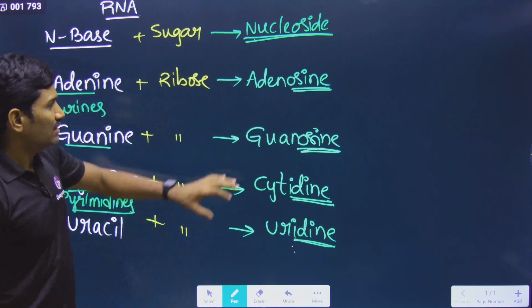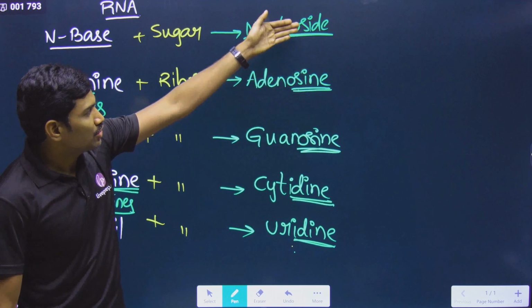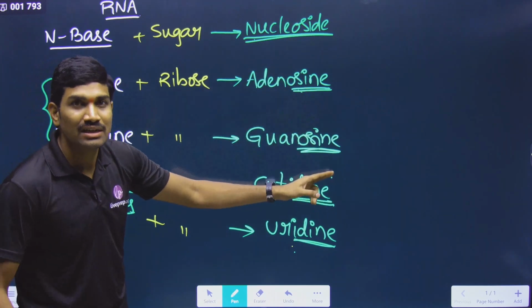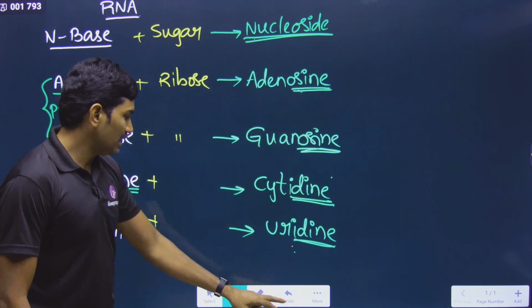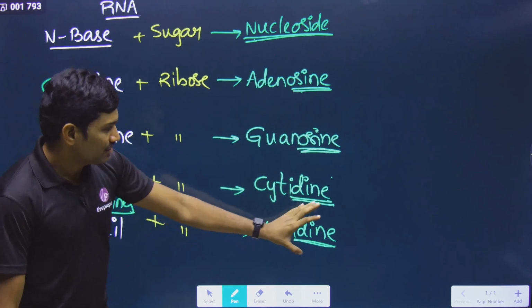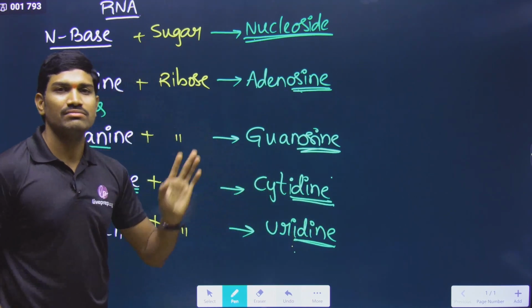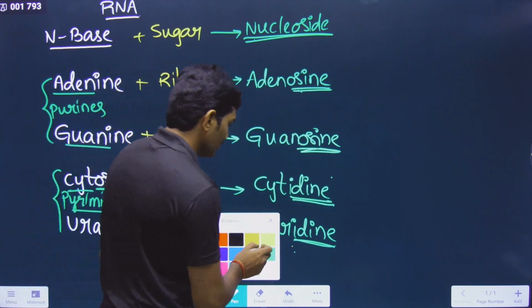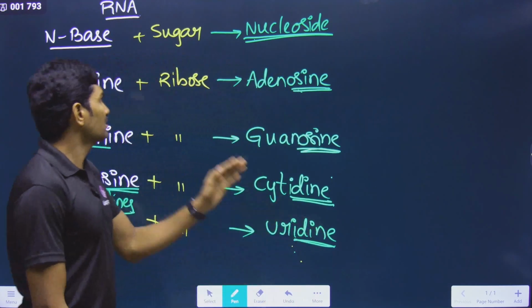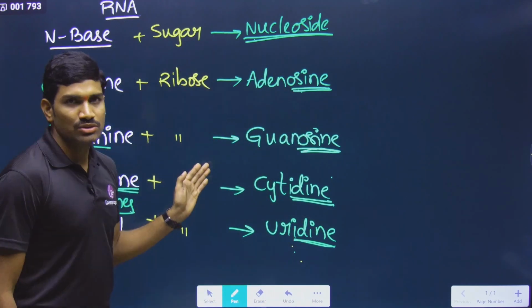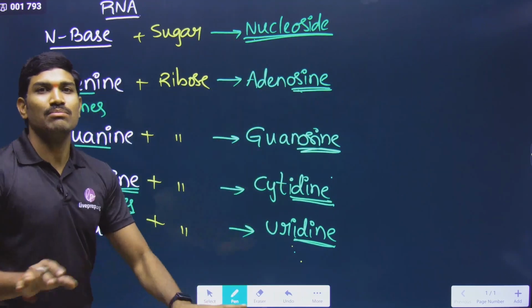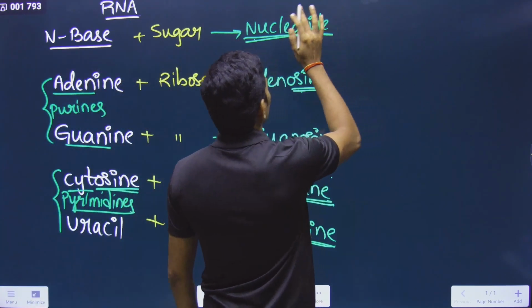So in this way, with respect to purines, nucleosides will have osine at the end. That's why the names are adenosine and guanosine. With respect to pyrimidines, idine will come at the end. That's why it is cytidine and uridine. That's it. With this, nitrogenous bases plus sugar that are forming nucleosides are completed. And now what we need to do?